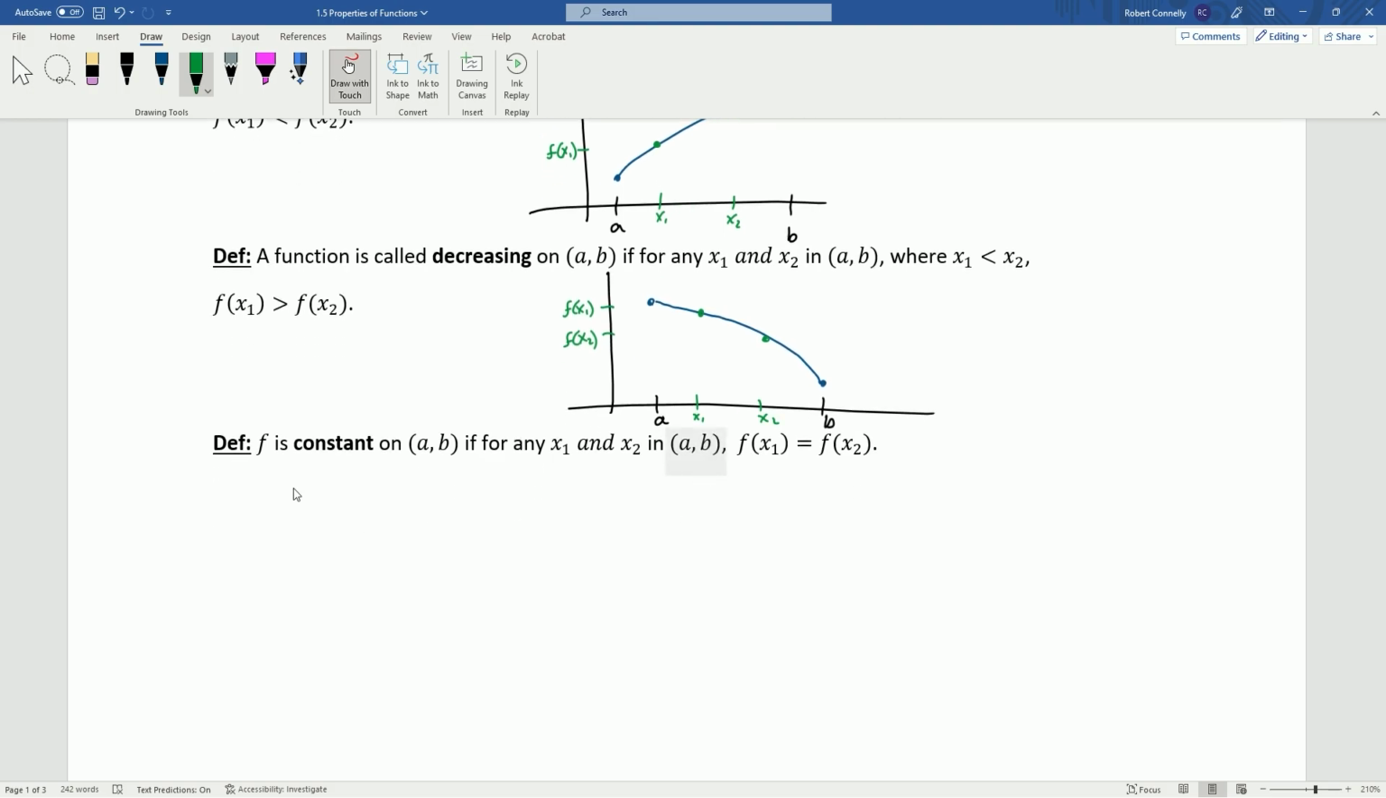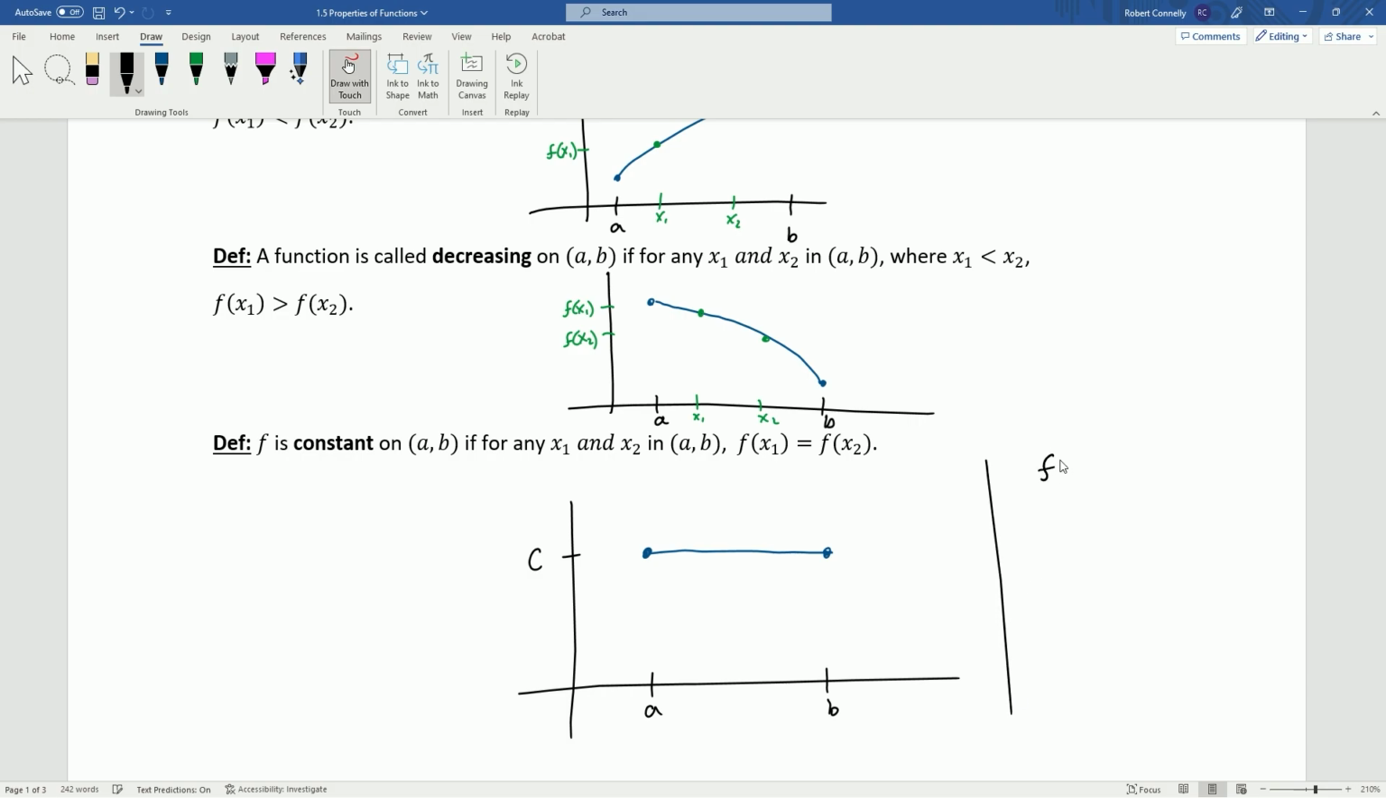Okay, and last in this little group of definitions, f is constant on the interval from a to b if for any x1 and x2 in the interval a, b, f of x1 equals f of x2. We'll call the output c here. So this just means that on the interval from a to b, the function takes the value c the whole time. So this is something simple.